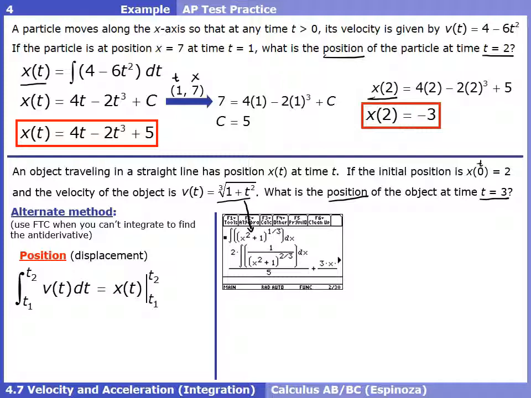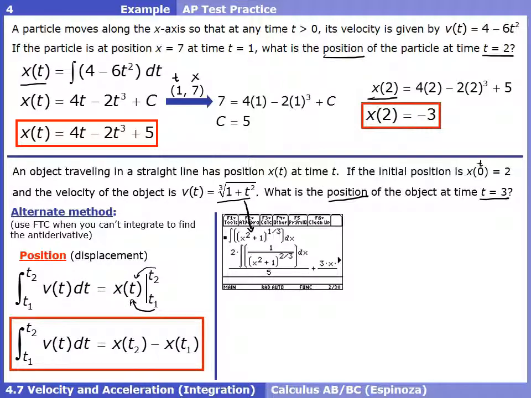Since we have bounds, we'll put a bar. The lower bound's t1, the upper bound's t2. And of course, all we need to do is take the upper bound, plug it in, take the lower bound, plug it in, and subtract those two values. And what we end up with is this. The integral from t1 to t2 of velocity by the fundamental theorem of calculus is the position at time 2 minus the position at time 1.